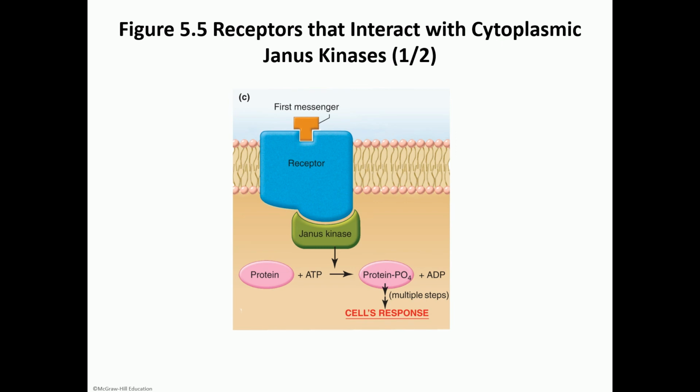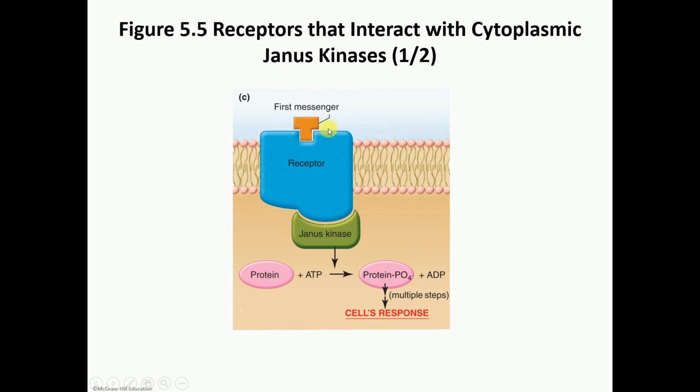Now, the third kind of receptor that we need to discuss is a receptor that does not have a built-in kinase, but it is in very close proximity to one. The janus kinase is the enzyme that is going to start the activation process, but it is found inside of the cell. So it is cytosolic janus kinase. So you see here a receptor that interacts with cytoplasmic janus kinases. It's a little bit different than what we just talked about. In the previous receptor, the protein kinase is actually part of the receptor, but in this case, the protein kinase is not.